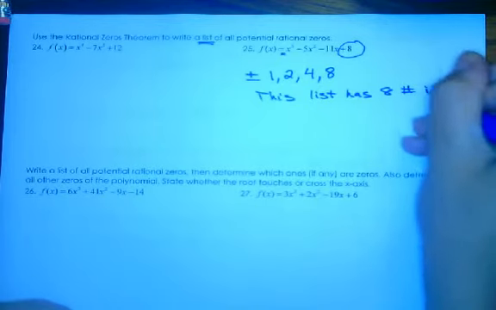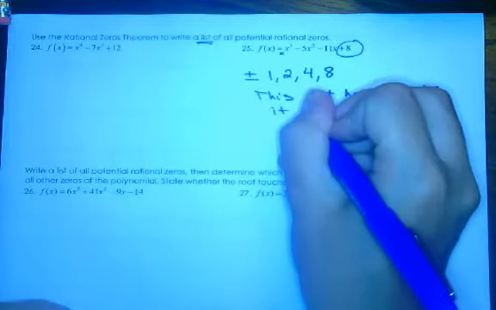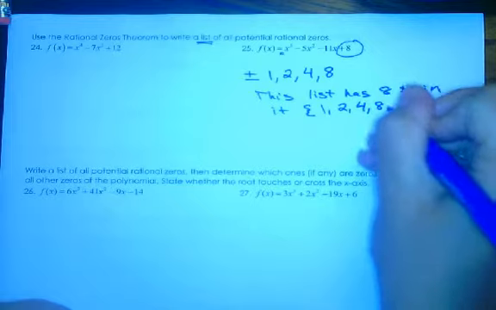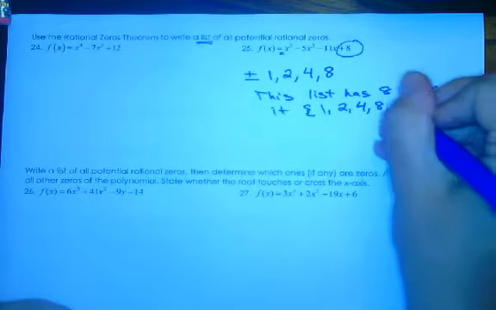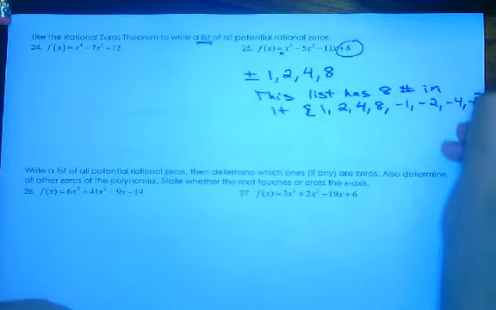8 numbers in it. Because you have 1, 2, 4, 8. Here, I'll write them out. 1, 2, 4, 8. But then it also has all the negatives. So -1, -2, -4, -8.